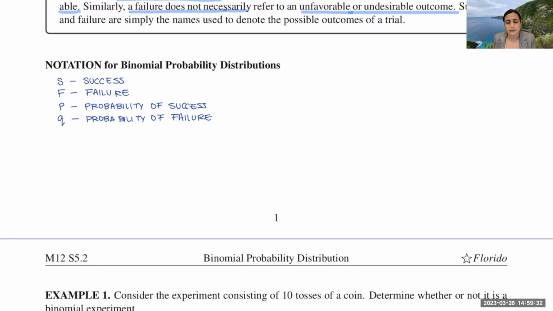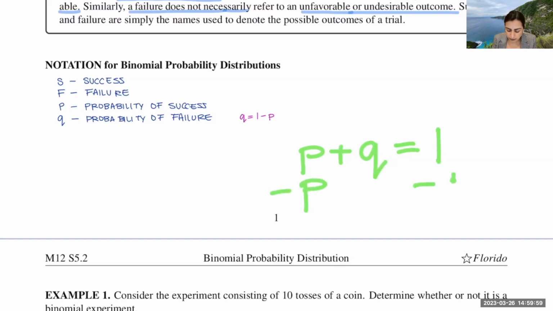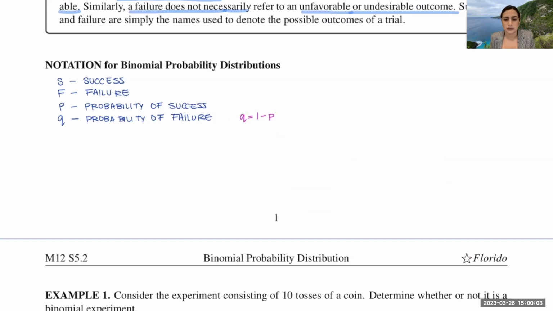P and Q have to add up to 1. The probability of success plus the probability of failure has to add up to 1. So Q is the same thing as 1 minus P. So if we know P, if we know the probability of success, we can find Q, which is the probability of failure. Okay? Because P, the probability of success, plus the probability of failure has to equal 1. And all we do is subtract P from both sides, and we get this formula here. Okay, just using basic algebra.